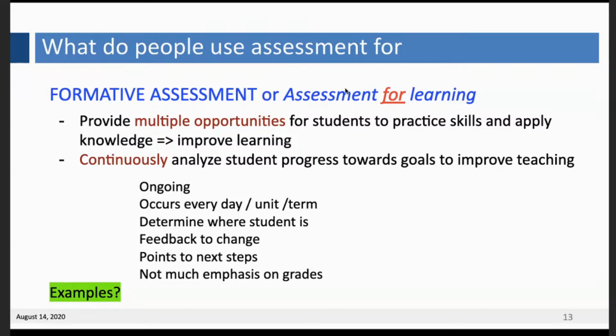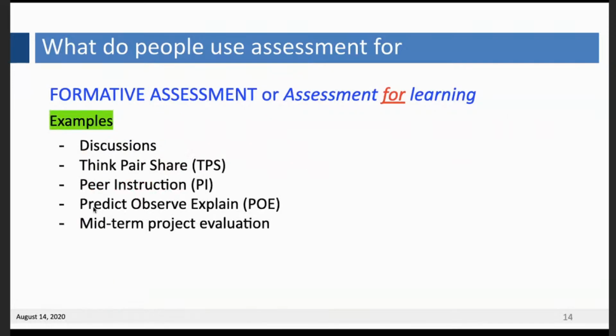So what are the examples of it? Examples are discussions. The discussions can be in the form of think, pair, share in the face-to-face classroom. In an online classroom, it can be discussion forums, peer instructions. These are active learning strategies. Then predict, observe, explain is one of the strategies. I'll give one example in the further slides about POE. Then midterm project evaluation, as you all are aware.